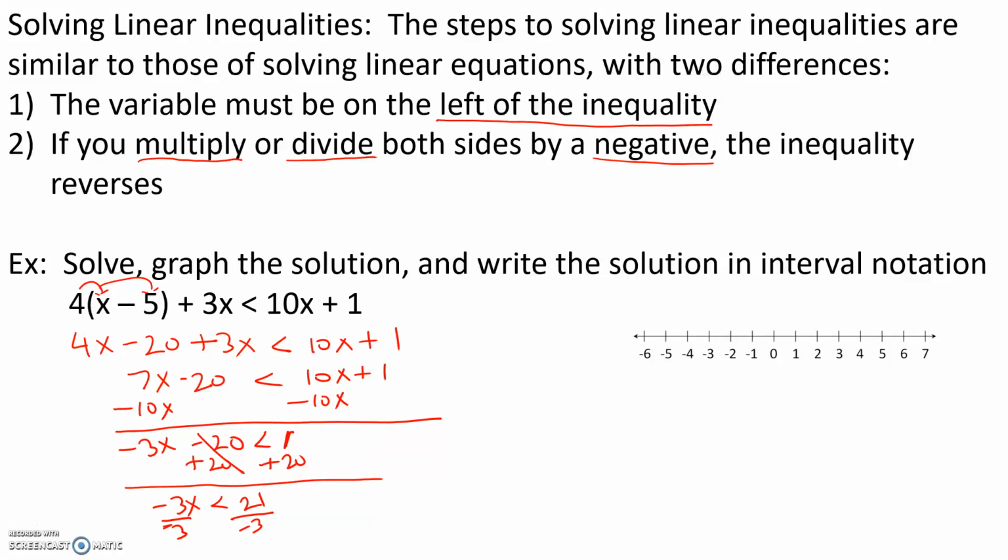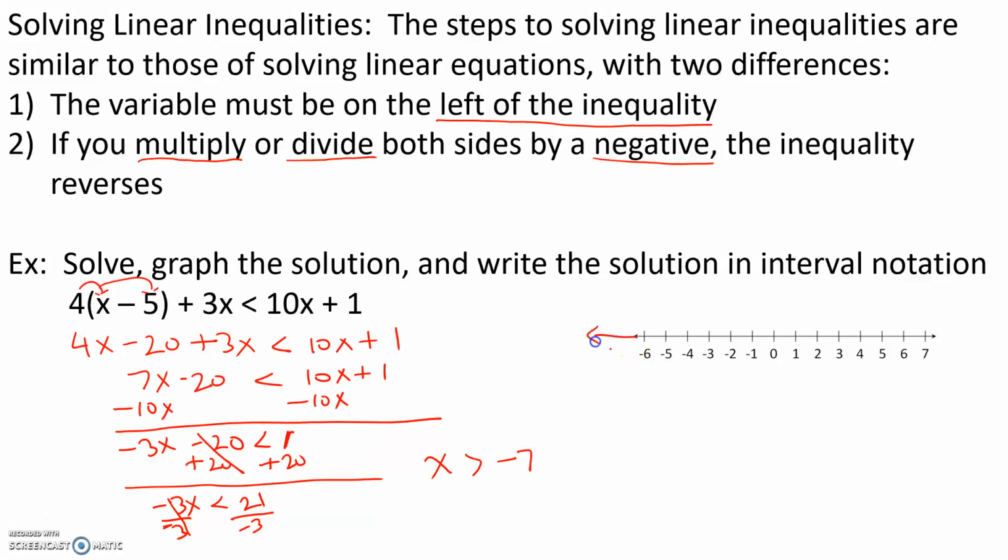When we divide both sides of an inequality by a negative, the inequality will reverse. So this will become 1. The inequality reverses since we divide it by a negative, and positive divided by negative will give you a negative 7. So in this case, our answer is x greater than negative 7.